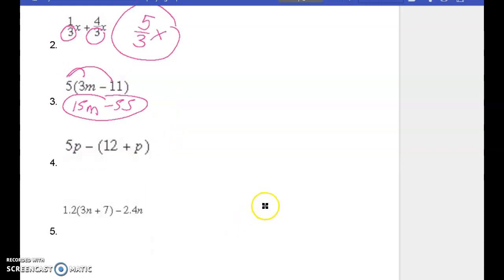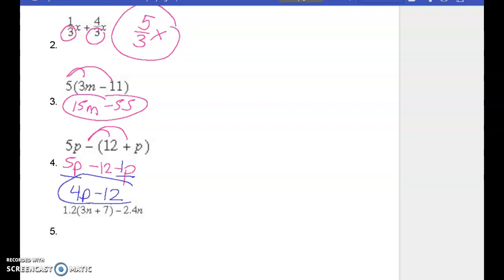Okay, this next one right here, we want to do the distributive property first before we do any combining of like terms. So notice, we're going to distribute this negative sign. The opposite of positive 12, negative 12. The opposite of positive p, negative p. So I'm going to bring down this 5p. Now notice, my like terms are my p's. 5 p's minus a p. And remember, if it's just a plain old p, it's minus 1p. That's going to give us 4 p's. Bring down the negative 12. That's as simple as it gets.